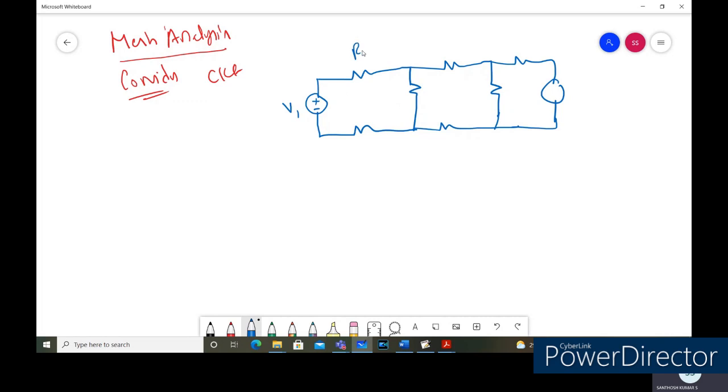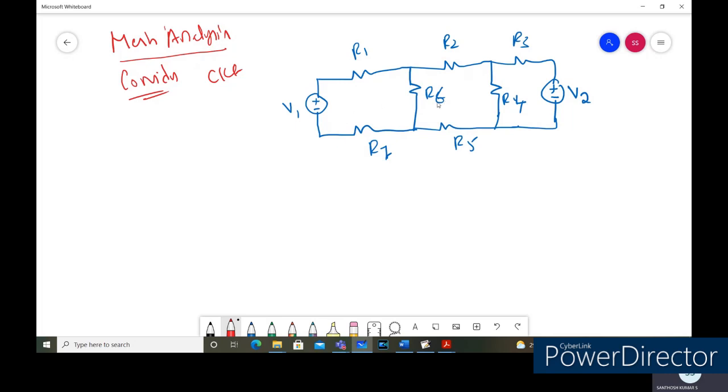So this is the resistance R1, R2, R3. This is R4, this is the resistance R5, resistance R6, and the resistance R7, and this is the other voltage source with the voltage value V2. So here we need to find the currents in the network.